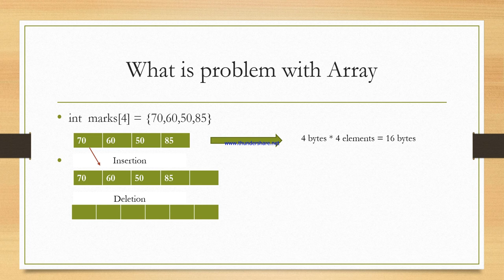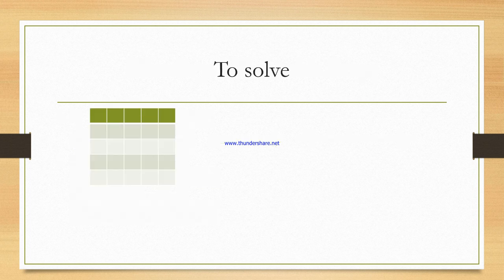For this problem, we have a solution. We came up with a solution called linked list. So here I assume this is the computer memory. I'm going to take the same list, the marks array, which has 4 values. So here I'm adding the first value 70, and the second value and the third value and fourth value. You can see the difference. It will be inserted in a different place.